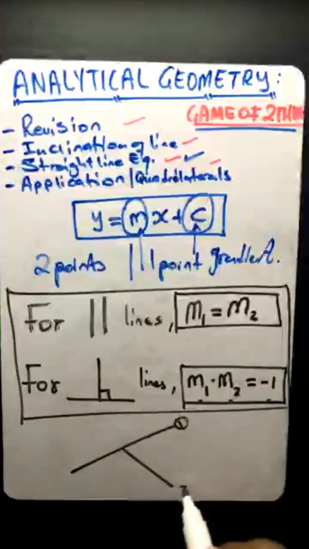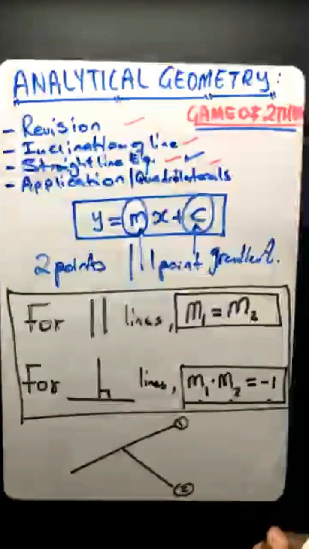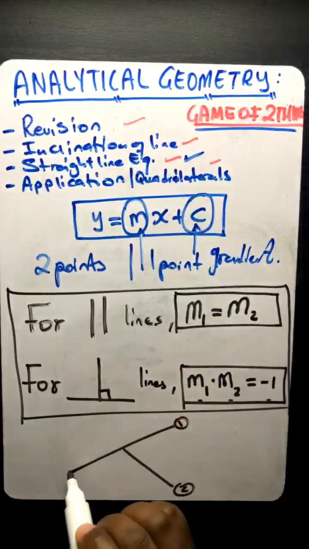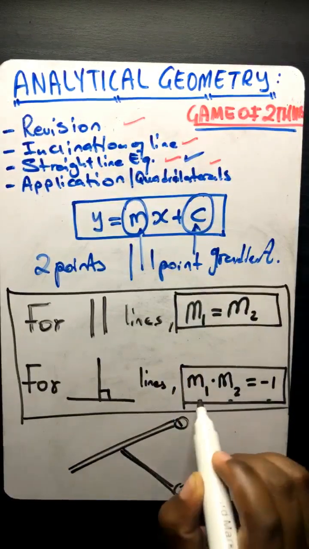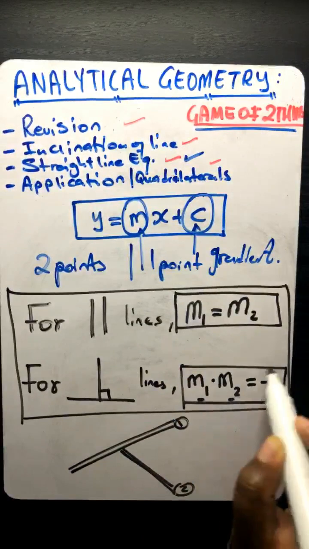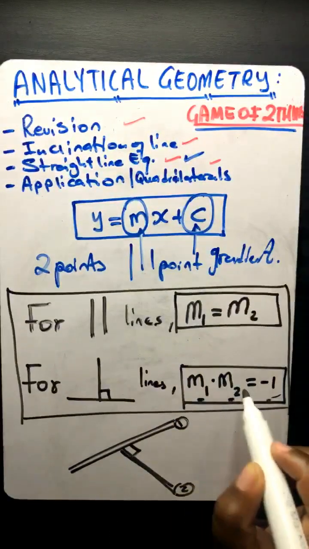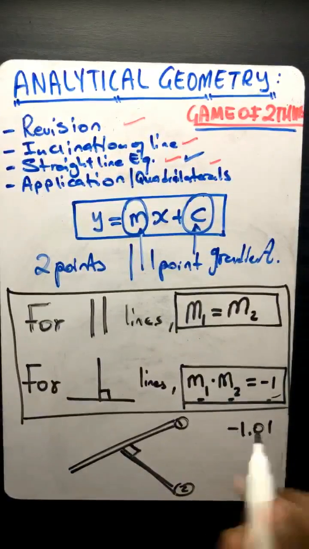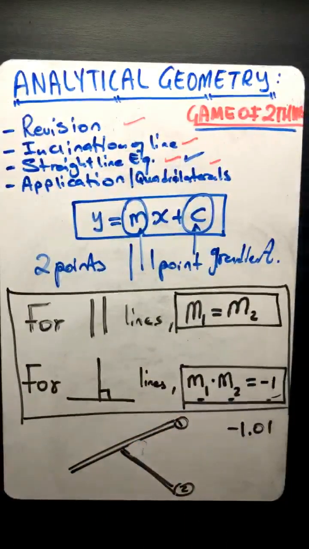But if you have something of this nature, can you see? Line 1 and line 2, they look like they are perpendicular to each other. How can we prove whether they are perpendicular or not? You will need to find the gradient of this line and the gradient of this line. Then you say line 1 times line 2. If they give you -1, it means they are perpendicular to each other. If they don't give you -1 and maybe give you -1.01, it means they are not perpendicular because they are not giving you exactly -1.